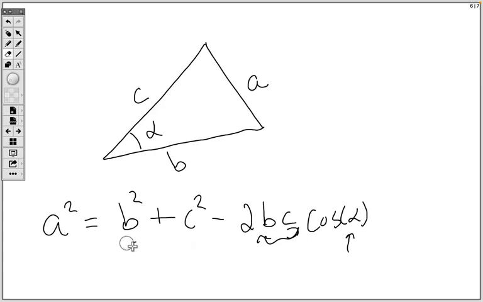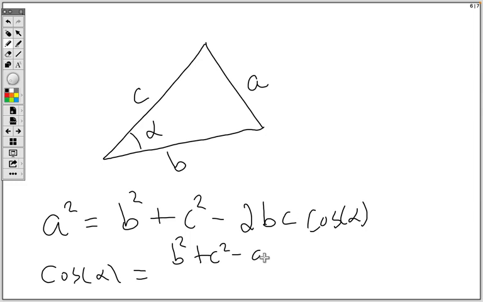Now, if you're looking for an angle instead of a side, you can actually solve this for cosine alpha. You'd add things over and subtract things over. You'd get b squared plus c squared minus a squared over 2bc. So it's the sum of the squares of the other two sides minus the square of the opposite side over 2 times the product of the other two sides.